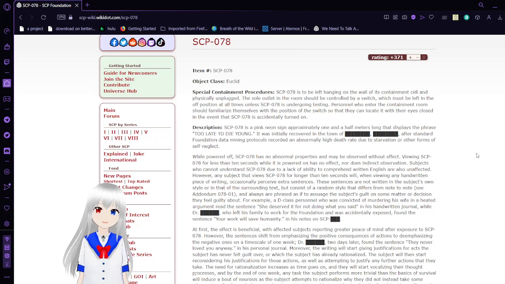Personnel who enter the containment room should be familiar with the position of the switch so that they can locate it with their eyes closed in the event that SCP-78 is accidentally turned on.